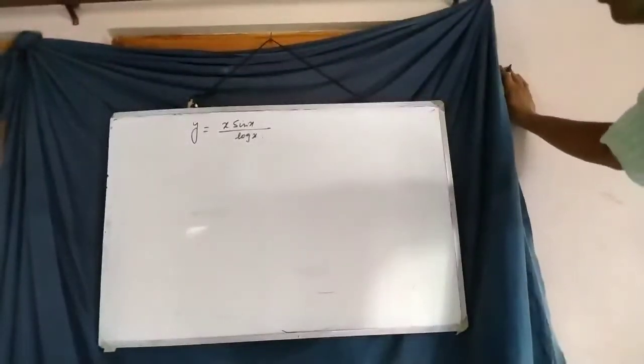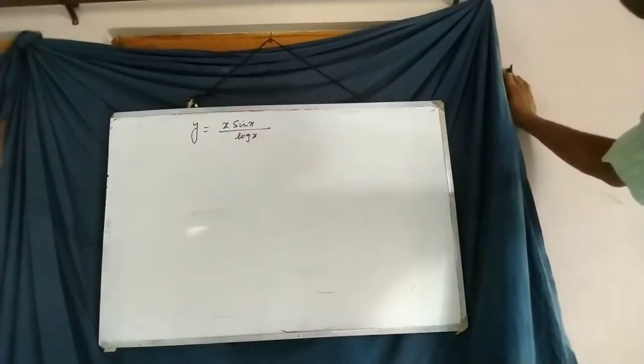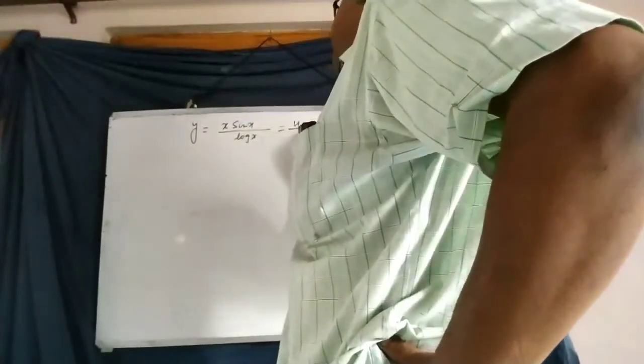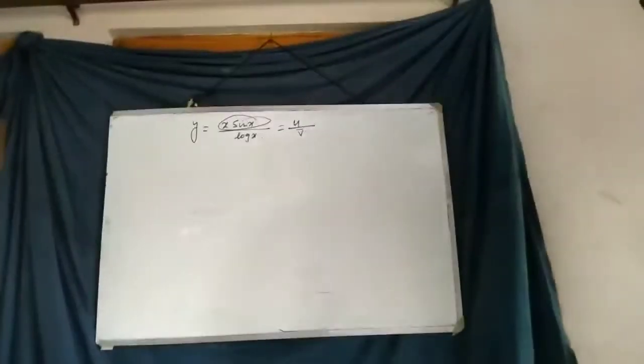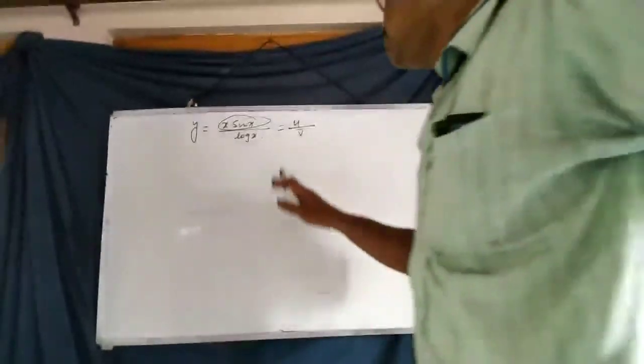What's the function again? x sin x by log x. That is a function that is a product of two functions. If you treat it as u by v, then it is very clear that x sin x is u. Therefore, u is a product of two functions. Now proceed with the u by v.